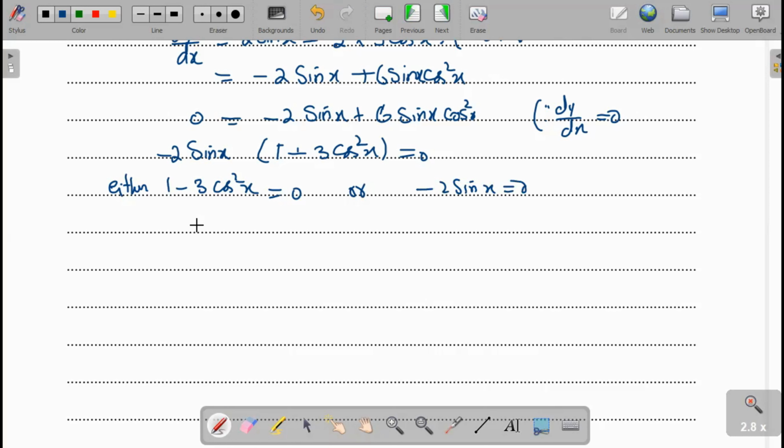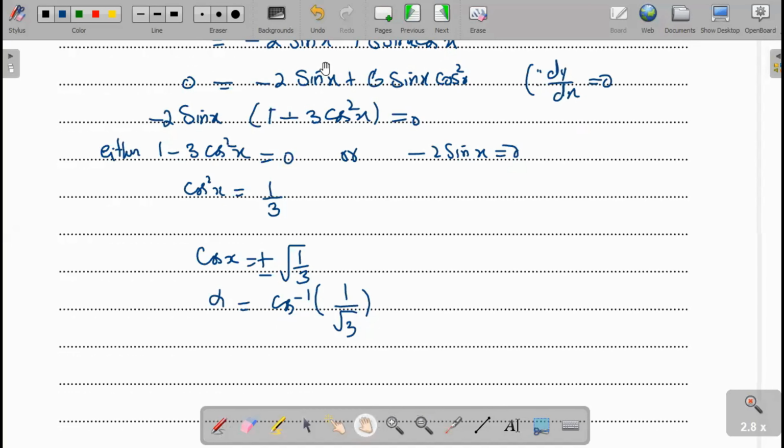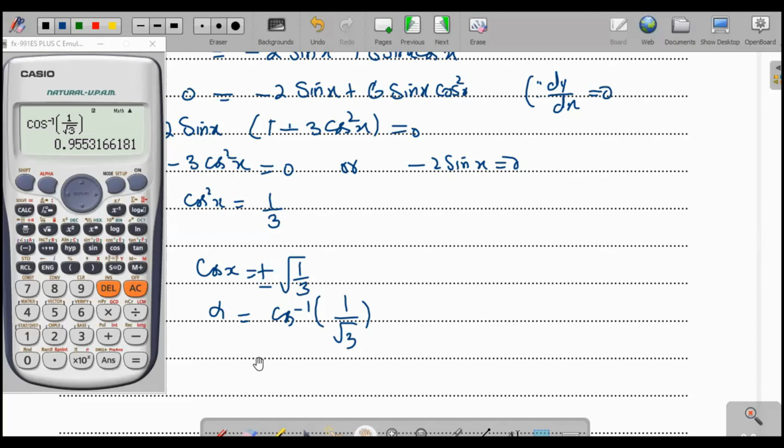You see here that cos squared x will be equal to 1 over 3, so cos x will be equal to plus or minus the square root of 1 over root 3. Now alpha will be equal to cos inverse of 1 over square root 3. Firstly, we take the basic angle. Now the basic angle alpha will be equal to 0.955.